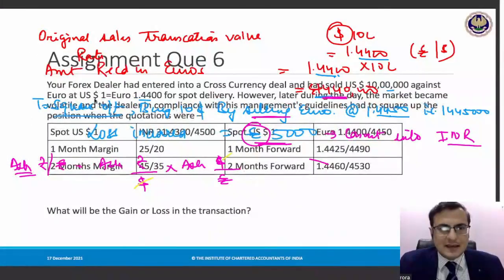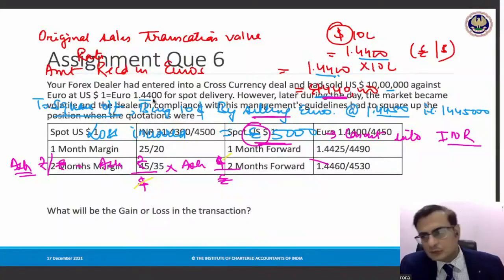The first given is $1 equals euro 1.440. And the other value which is there, you have to convert that. So let me take that. It is given to you directly.